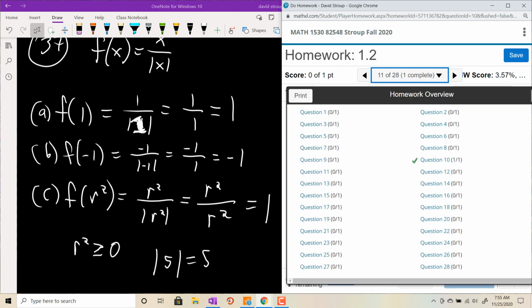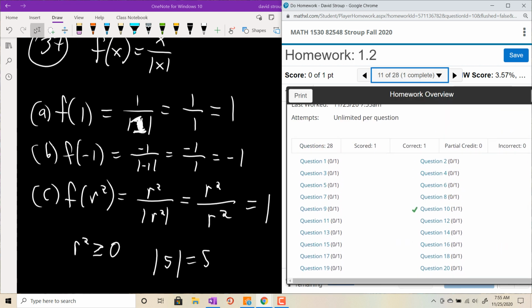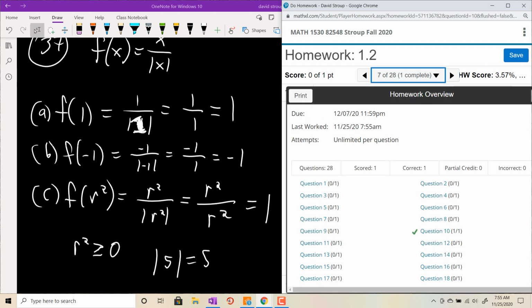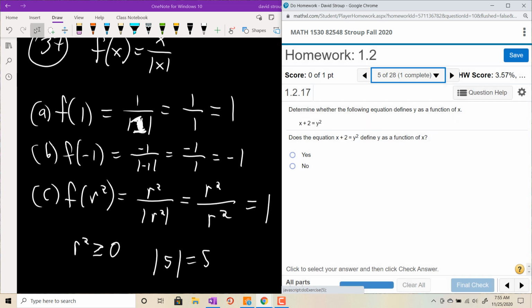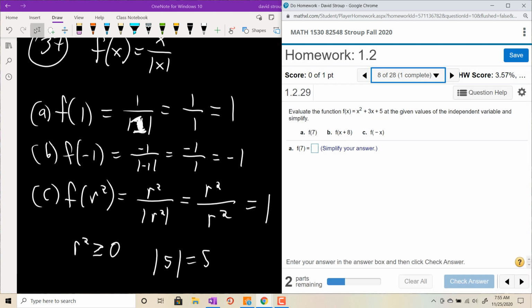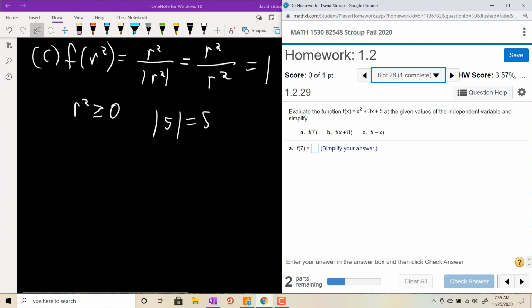Okay, let's get some other ones. See if there's anything else worth looking at. What did we just do, number 10? Let's try number 7. No, I'm sick of doing absolute values. Let's try number 5. That's not one in our set. Let's try number 8. Okay, I'm all for that one.